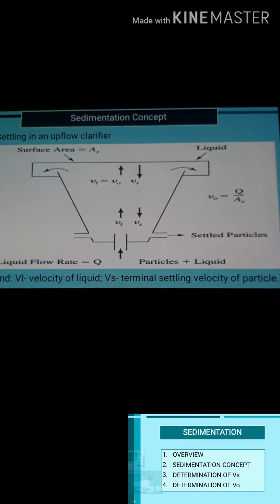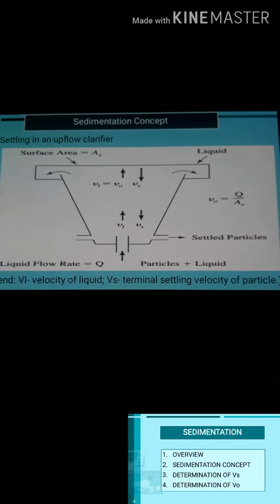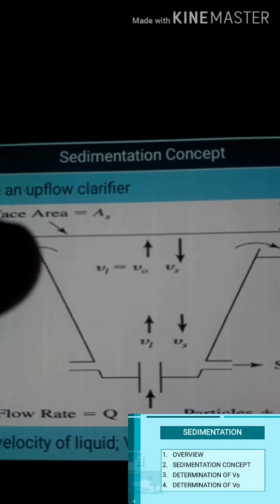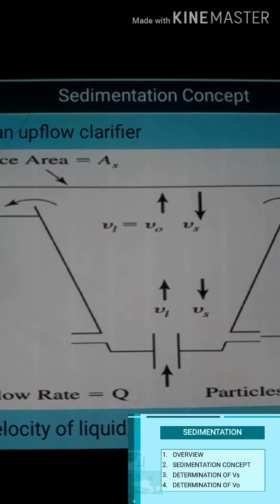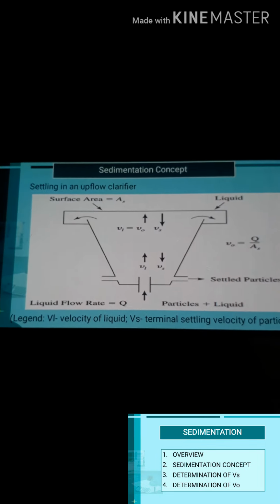The rate at which a particle is settling downward is the particle settling velocity. This one, the arrow that points downward, is our particle settling velocity. And the velocity of the liquid rising is the overflow rate. That arrow pointing upward is the overflow rate.